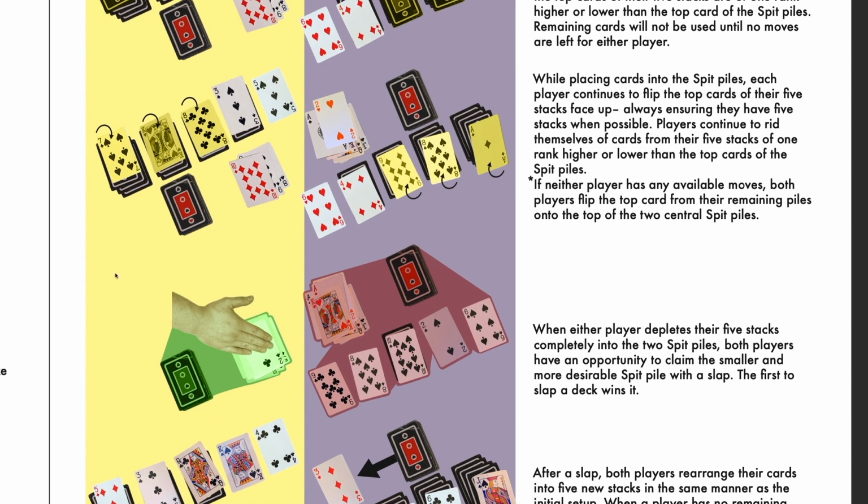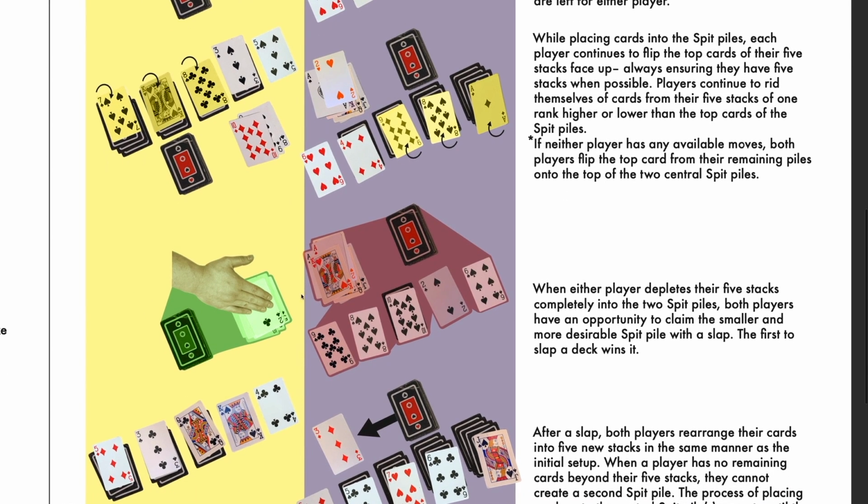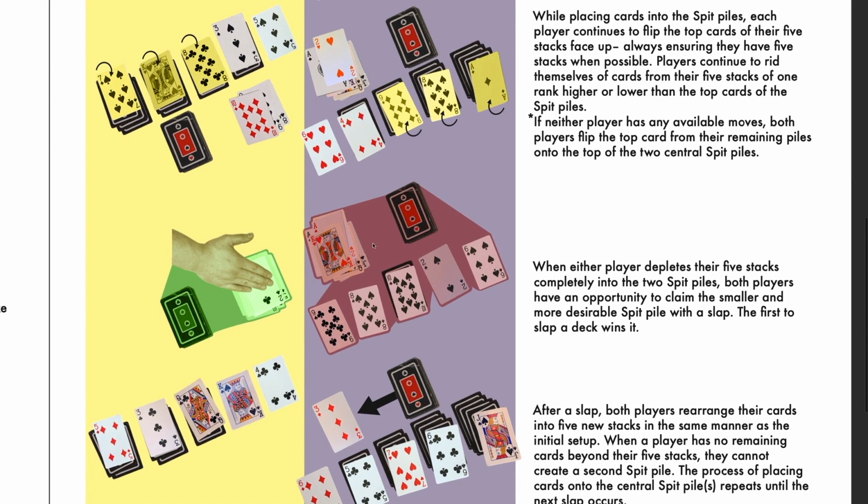And that goes until someone runs out of their 5 card stack, and then whoever slaps the smaller pile first wins it. Since the goal is to get rid of all the cards. So this person on the left not only got rid of all their cards, but they knew they were going to do that, so they slapped the smallest pile first, meaning the person with the most cards gets stuck with even more.